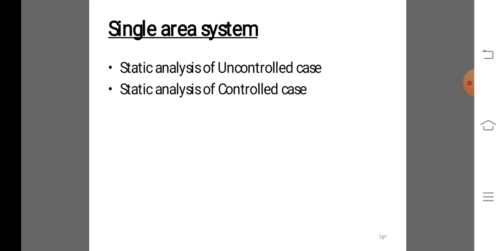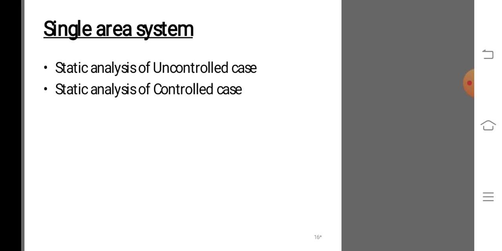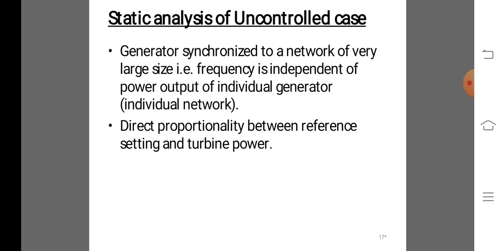The single area system always has an uncontrolled case and a controlled case of static analysis. First, we have to initiate the static analysis of the uncontrolled case. In this uncontrolled case, both line systems have to exhibit their traveling wave from the beginning and ceasing period. Those kinds of actions or activities are called the uncontrolled case.